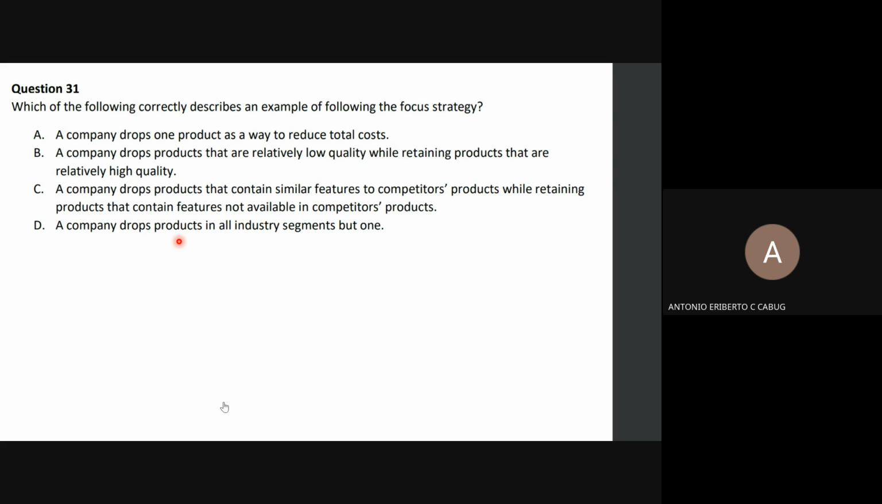Which of the following correctly describes an example of following the focus strategy? Following the focus strategy. Please answer, everyone.